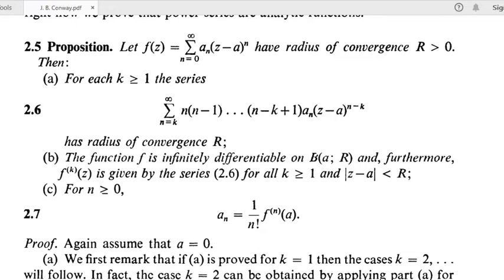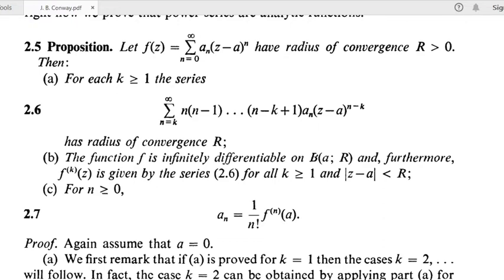It says that suppose we have a function f of z which is equal to summation n is equal to 0 to infinity a_n into (z minus a) the whole raised to n, which is having the radius of convergence capital R strictly greater than 0. We have to prove that, presently we are proving A.